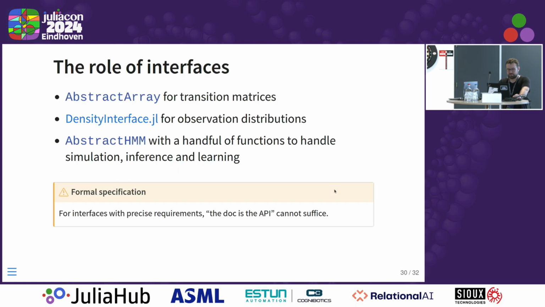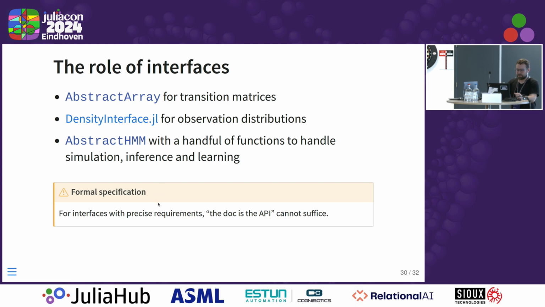Now, I want to briefly conclude by highlighting the role of interfaces. And I have another talk about this, but really I want to get you to think about what it means to define an interface. I rely heavily on those in the package. I rely on the number interface because I manipulate numbers without imposing that they should be Float64. I rely on abstract arrays for transition matrices. For observation distributions, I took my function log density from somewhere, and that somewhere is called density interface. And I define myself an abstract HMM interface with a handful of functions that can handle everything from random simulations to learning.